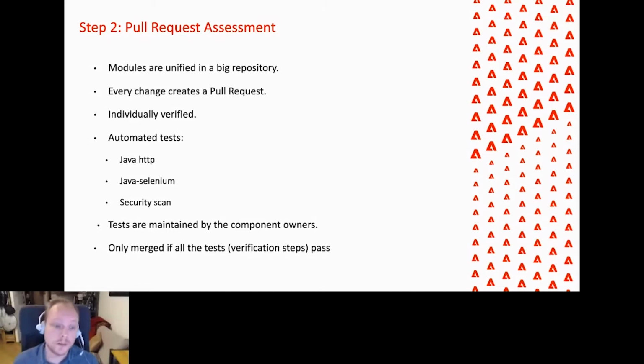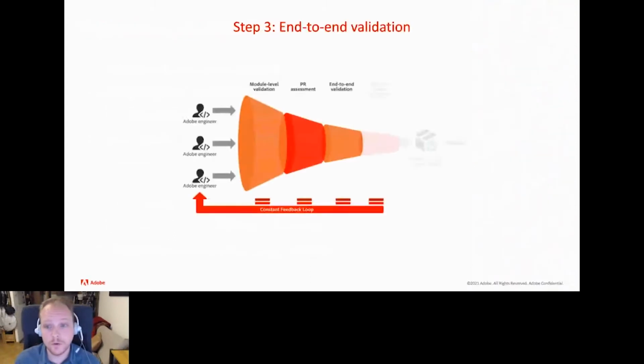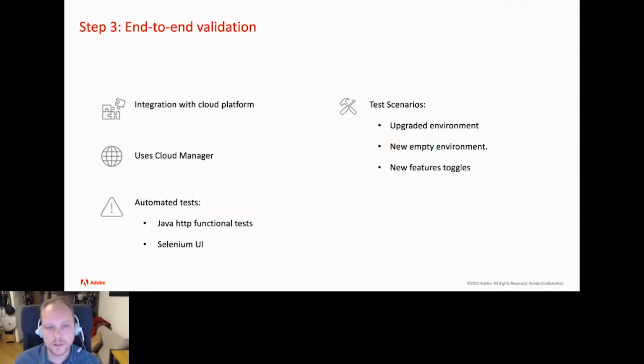These tests are still maintained by the different teams, but we want to ensure that we don't break cross-team, cross-module functionality. And as mentioned, only if all the validations pass, then this pull request is merged into this big repository. Once we have reached this point, the next step is the end-to-end validation. For the end-to-end validation, this is the first time we integrate this code change into our cloud platform.